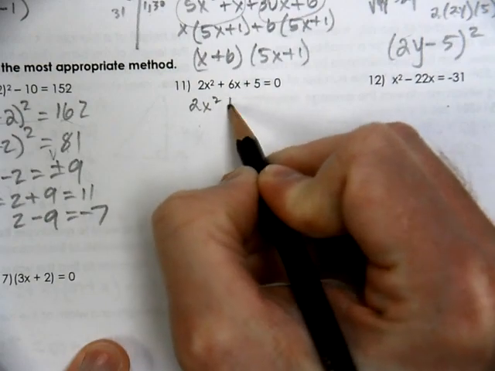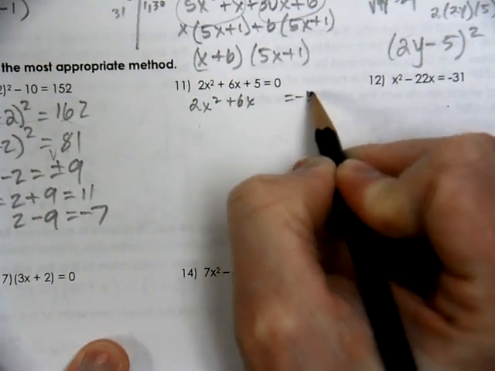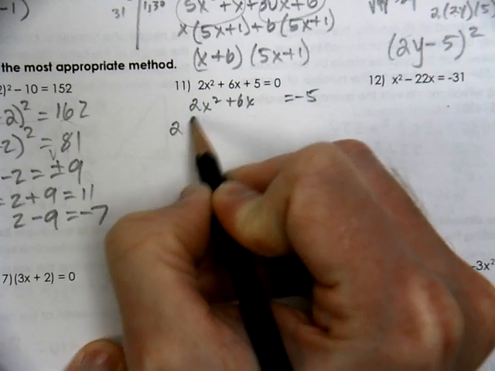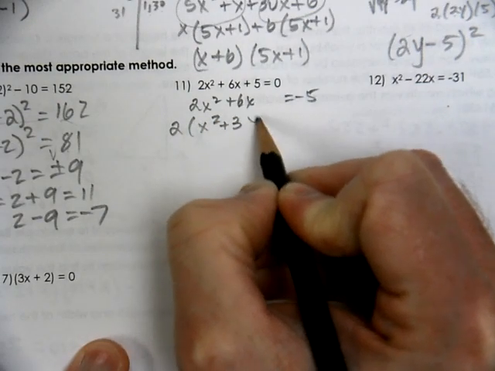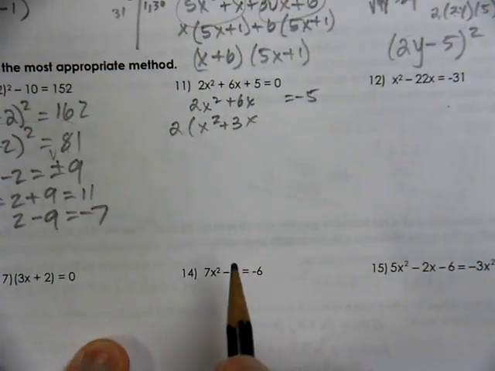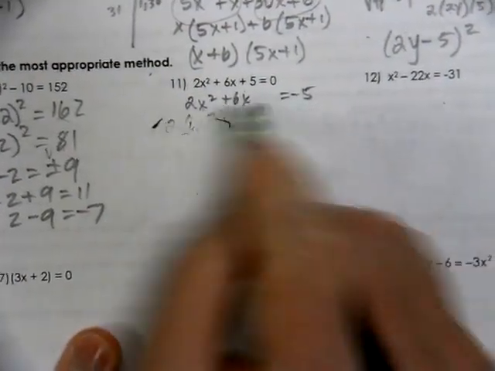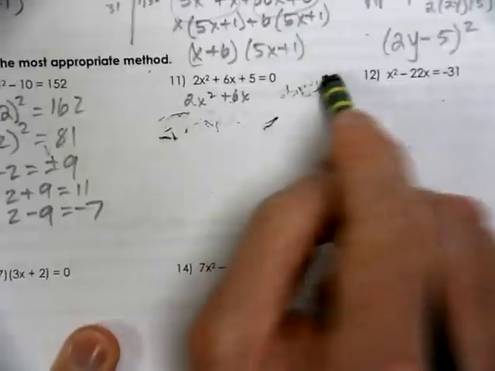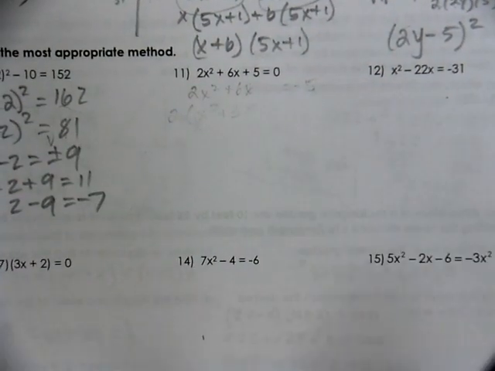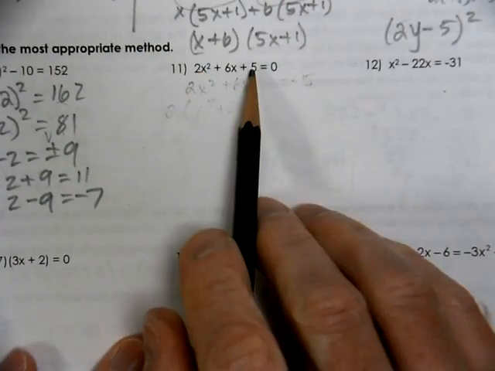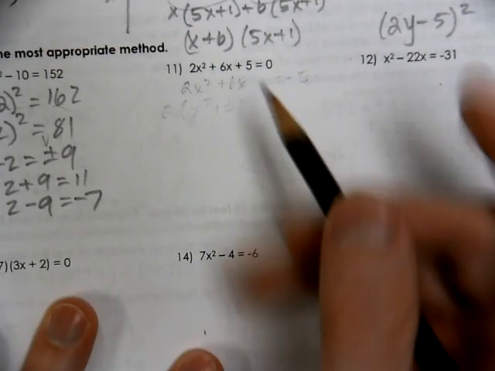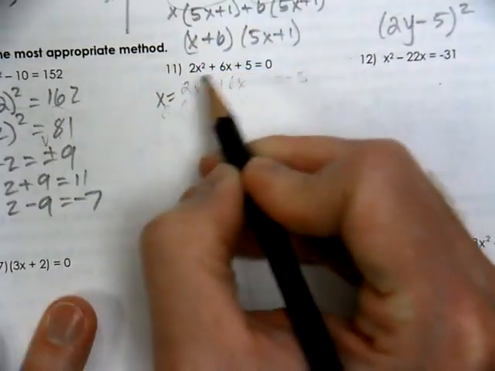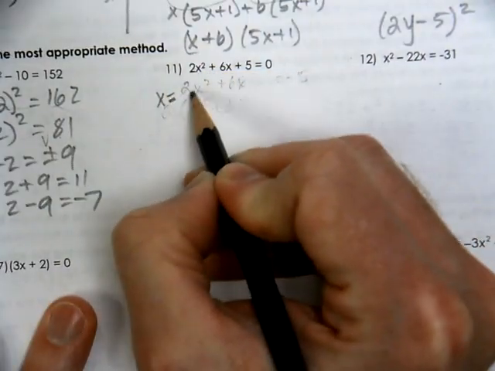I'll take my 2x squared plus 6x, move my 5 to the other side, factor my 2 out. No, because then that gives me an odd number. I don't want an odd number for that term. So that's not going to help me. I'm going to take that back. Alright, so if completing the square doesn't work, factoring might work. What multiplies to be 10 and adds to be 6? Nothing that I'm thinking of. So we are going to have to use the quadratic formula.